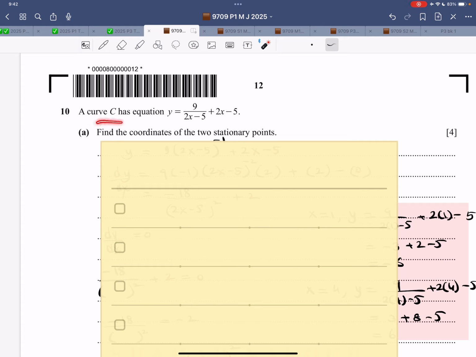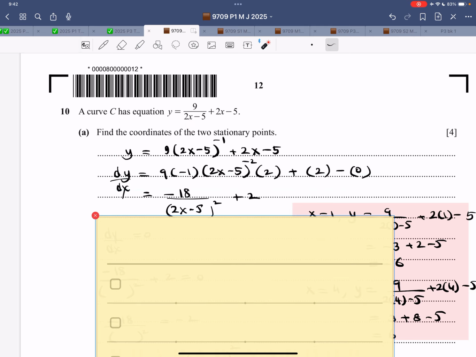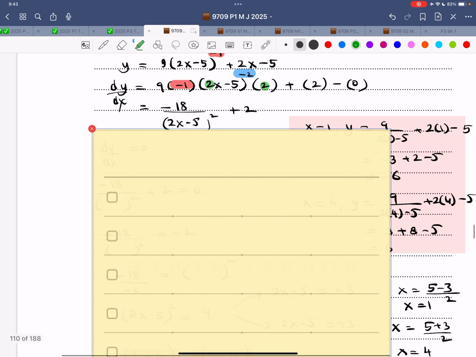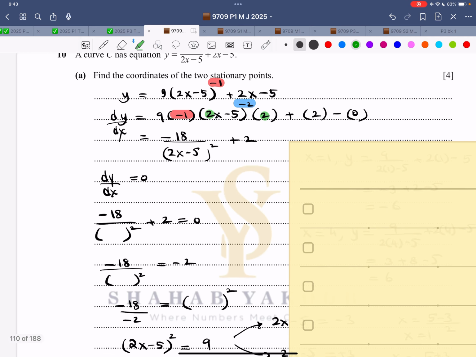First of all, it says a curve C has this equation. Find the coordinates of the 2 stationary points. That is basic. You differentiate, apply the chain rule, take the power down. Let me just highlight it. So take the power down. Power reduces by 1. Don't forget to multiply by derivative of bracket. And then simplify. And then you are getting this. So now, once you get this, what is happening? They are looking for the stationary points. So therefore, dy by dx equals to 0.